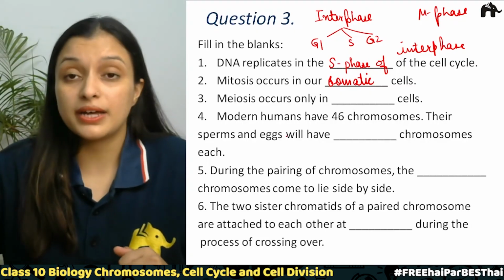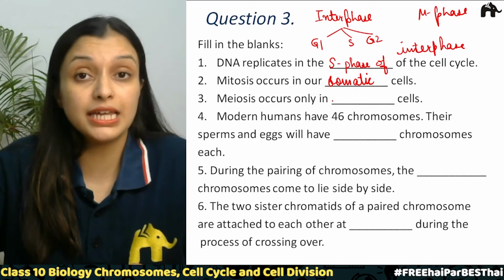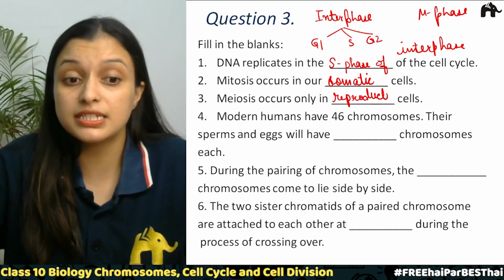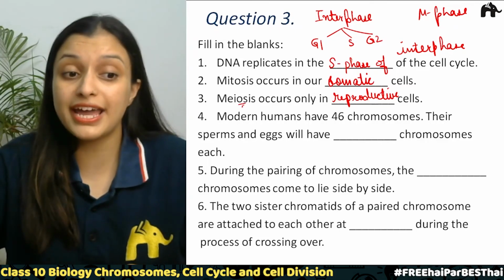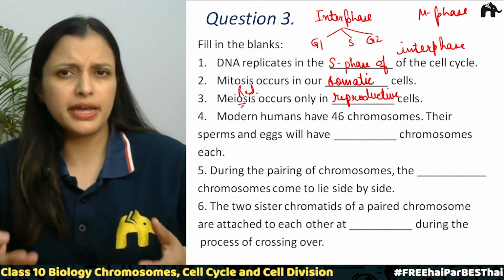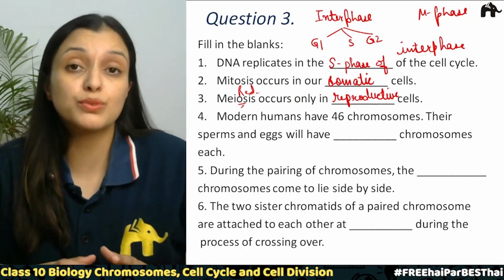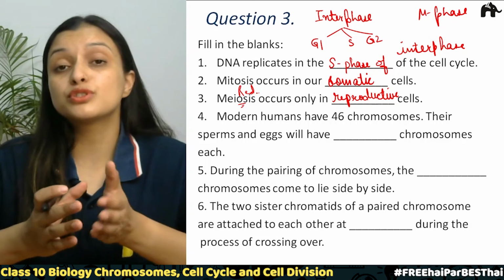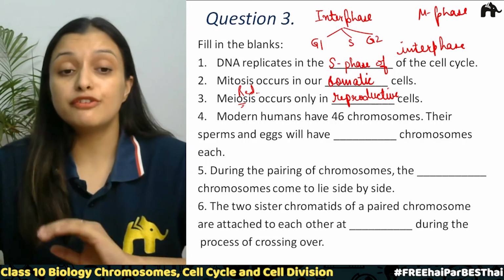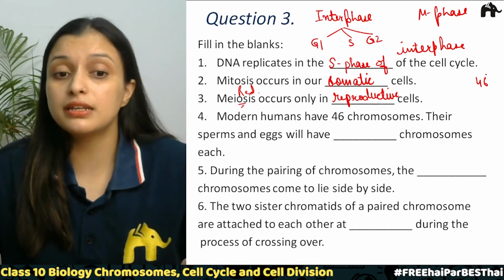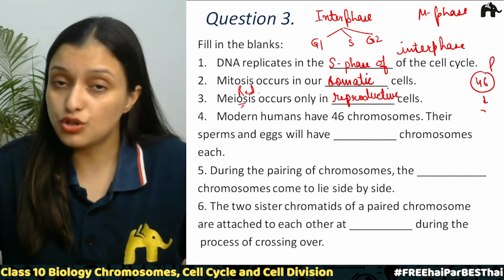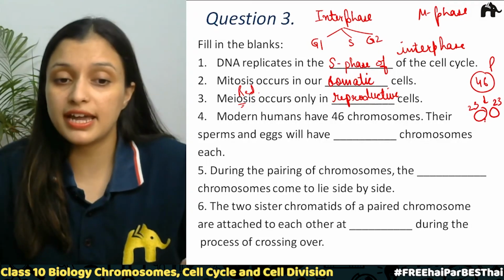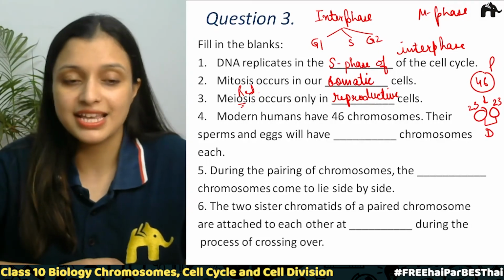Now third one, meiosis, occurs only in which type of cells? Very easy. Reproductive cells. It is a type of division which is called reductional division. Why reductional division? Because the number of chromosomes is exactly half the number of chromosomes in the parent cell. So if there are 46 chromosomes in the parent cell, in the daughter cells the chromosome number will be 23, right? These are daughter cells, right?